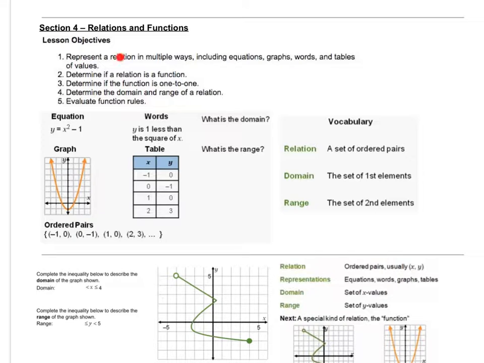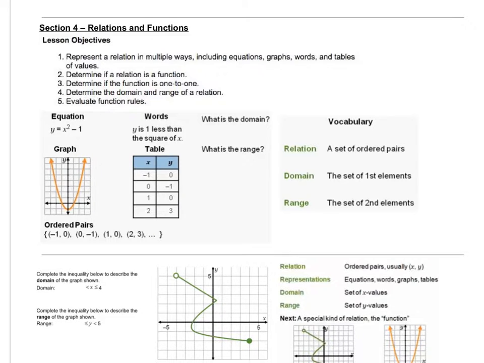We want to represent a relation in multiple ways, including equations, graphs, words, and tables of values. Number 2, we want to determine if a relation is a function. We want to determine if a function is one-to-one. And we want to determine the domain and range of a relation, and then evaluate function rules. So let's talk about a function.